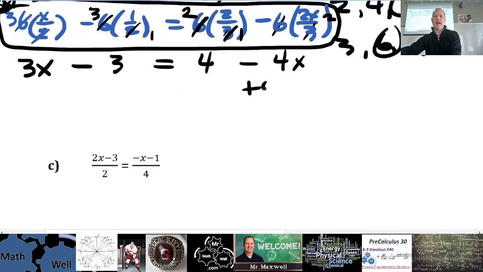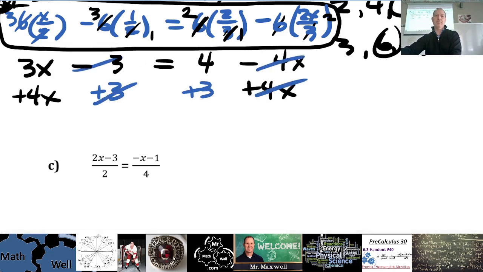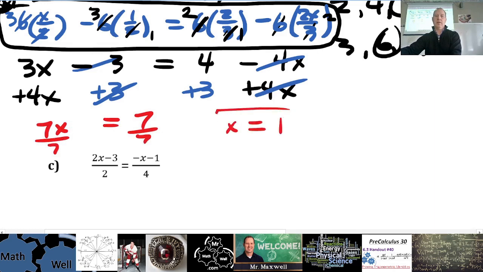Now let's add 4x to both sides. Add 4x. Let's also add 3 because I want to get rid of this minus 3. So these are gone and these are gone. And my answer becomes here now 7x equals 7, divided by 7, x equals 1. Any questions?